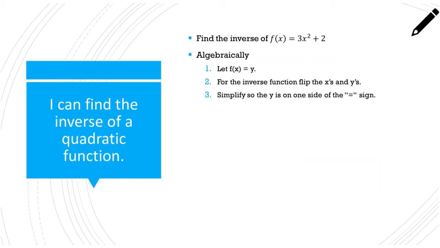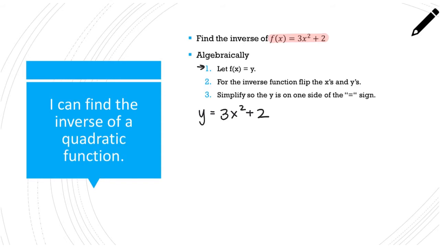We're going to continue finding inverses, but we're going to solve something that's not necessarily a line. So we're going to do this algebraically, and I have the same steps I had before. But this time, if you notice, our equation is a quadratic, so things change just slightly. So instead of having f of x, I'm going to write it as y equals 3x squared plus 2. Okay, so that's what step 1 is. Just change the f of x into a y.